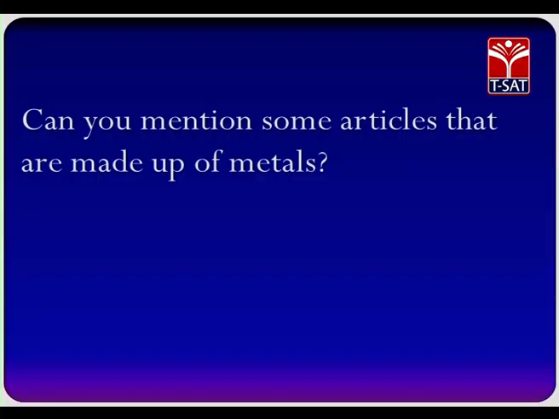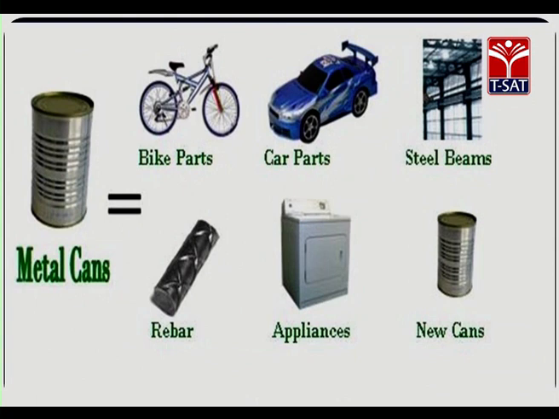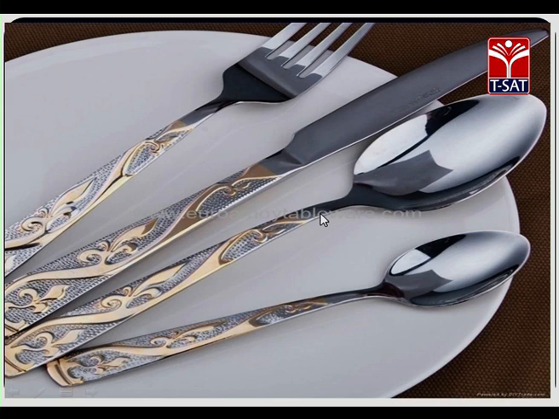So, children, can you mention some articles that are made up of metals? As we have discussed, gold ornaments. So, ornaments are made up of gold and silver. These are the different articles made up of metals which we use in our daily life, like metal cans, bike parts, car parts, and the steel beams used in construction. The cans and different appliances, electronic appliances we use in our daily life are also made up of metals. The crockery or the utensils which we use are also made up of metals.